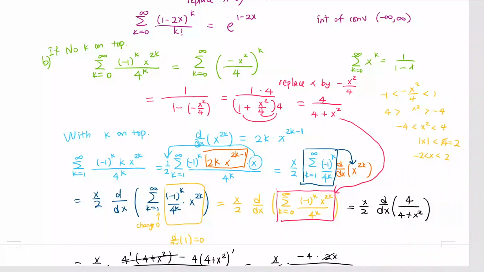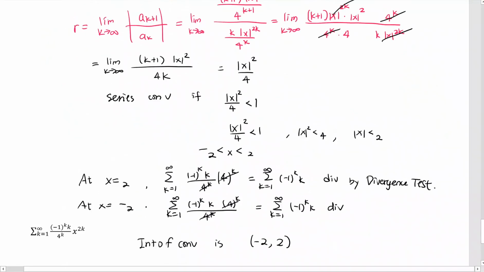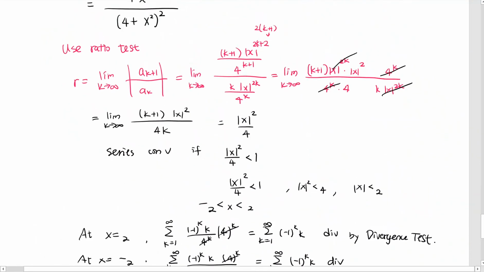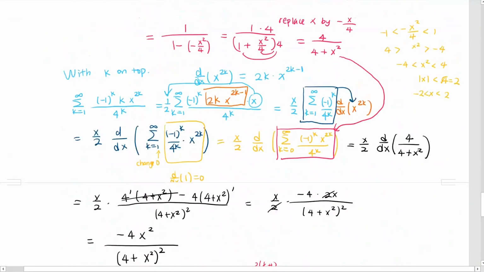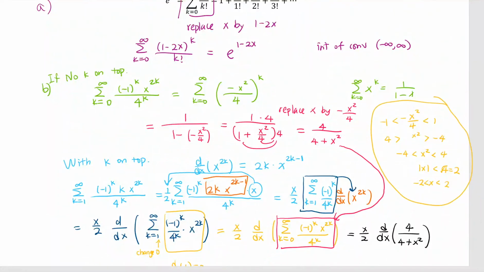However, in the process of taking the derivative, we don't know about the endpoints. It might converge at the endpoints, it might diverge at the endpoints. So at the end, we still need to check at the endpoints whether it converges. Okay? So you might save the work of the ratio test by guessing the interval of convergence of the original series, and then you can use this. But for the endpoints, you still need to check.